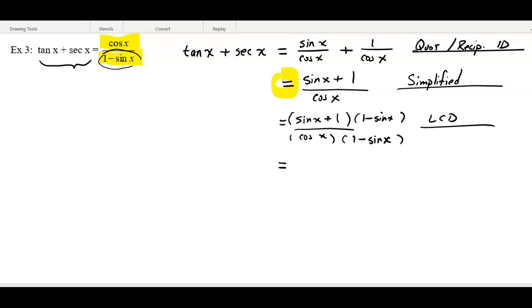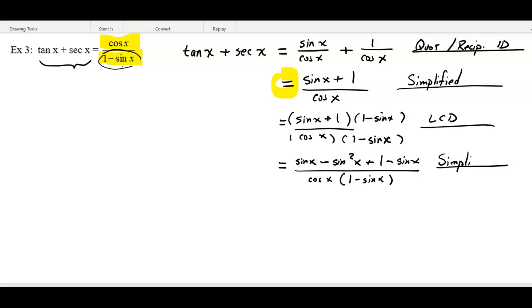Okay? So, now I distribute. Now here's where you can cut some corners, but I'm going to actually FOIL this out. I say FOIL all the time. So sine of x times 1, sine of x. Sine of x times negative sine of x is negative sine squared of x. 1 times 1 is 1. 1 times negative sine of x is negative sine of x, all over cosine of x times 1 minus sine of x. All I've done is simplify.